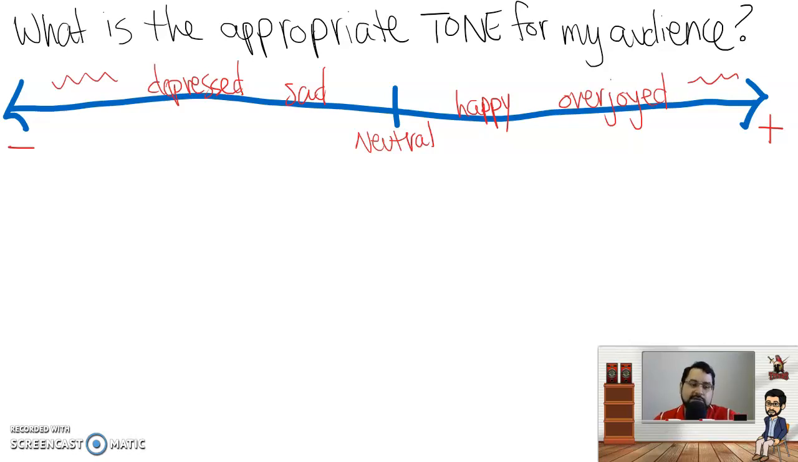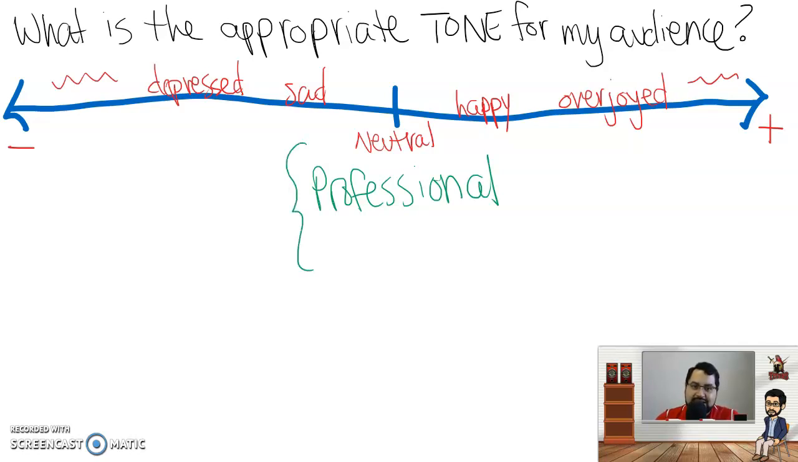So I'm going to switch to my green pen here. And I want you in this neutral area to write the word with me. Professional. What this means is that a professional tone is going to be right here in this neutral area. So we're going to stay in our lane. A professional tone is going to be right around this neutral zone.